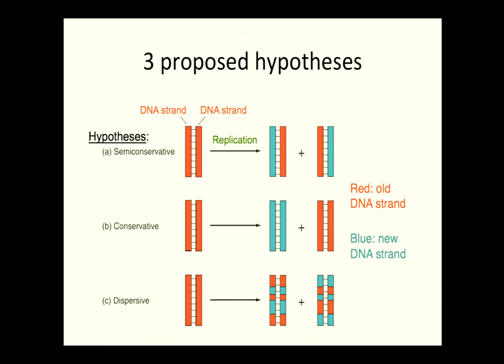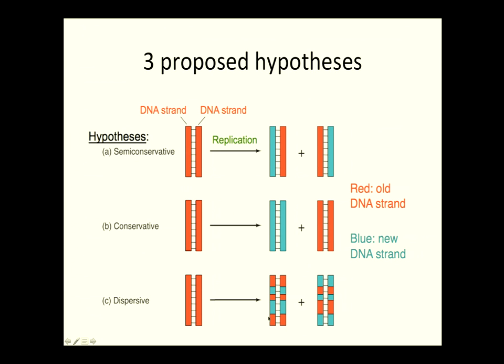So before their experiment, there were three hypotheses proposed: the semi-conservative, the conservative, and the dispersive. For the semi-conservative model, the idea was that the two strands separate, and each of them will serve as a template for the new synthesized strand. For the conservative model, the two strands together serve as a template, and the new strand will be just synthesized out of that template, right?